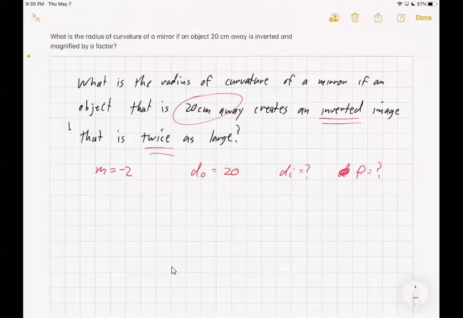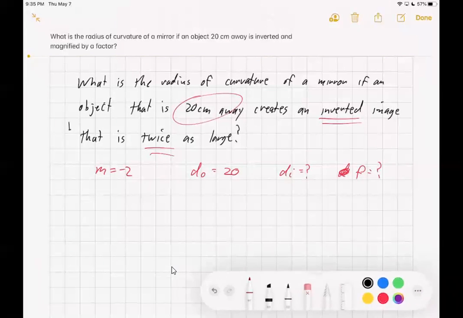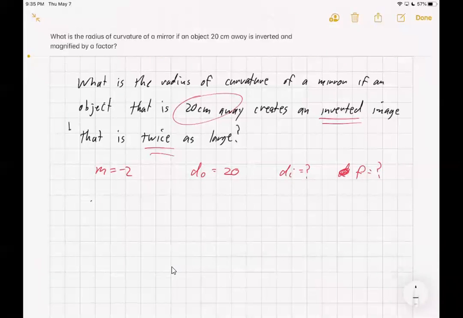All right, so we have 2 things that we don't know out of this list, but fortunately, we have 2 equations, right? So let's start with the magnification equation this time, since we know the magnification. We know that M is negative DI over DO. So we can fill in -2 is equal to negative DI over DO. We don't know DI, but we do know that DO is 20 centimeters. So this is pretty easy to figure out. DI must be 40 centimeters.